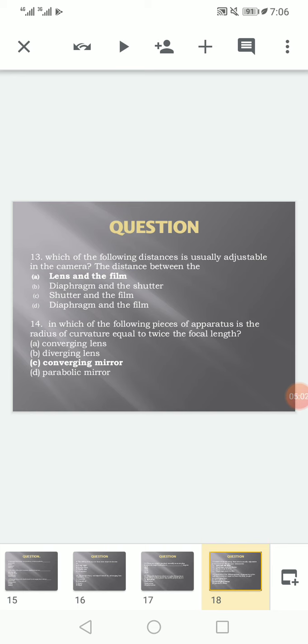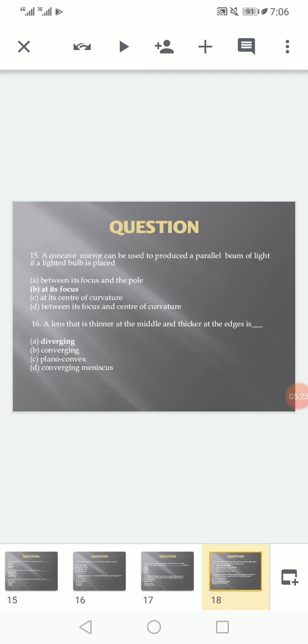So the answer is what? The lens and the film is usually adjustable in a camera. In which of the following pieces of apparatus is the radius of curvature equal to twice the focal length? It is among the options here, C is the correct answer. In a converging mirror, the radius of curvature is equal to twice the focal length.